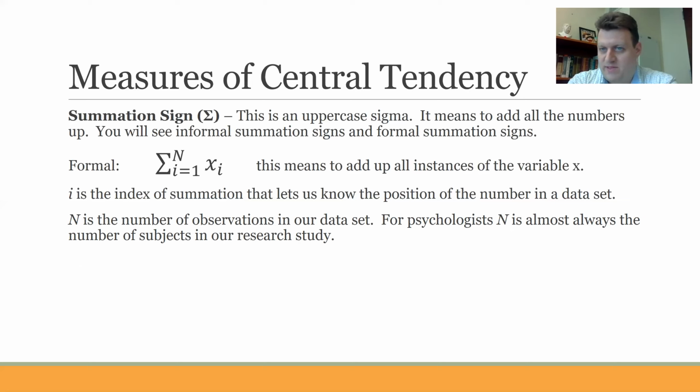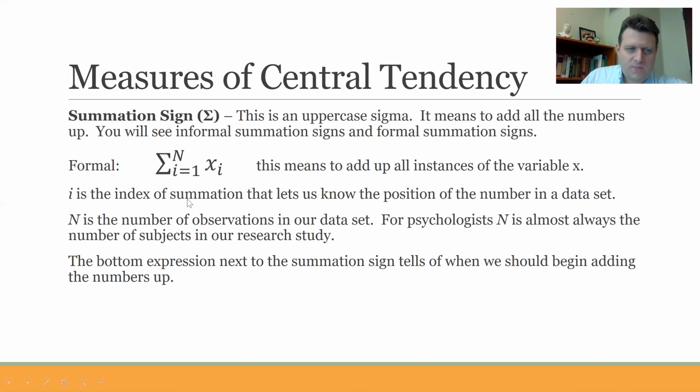So think about that. We'll talk a lot about N in the future. But N in general is the number of observations, specifically for psychologists. Most of the time it's the number of subjects that we have. Okay, so let's talk about what's in the bottom of this summation and what's in the top of this summation.